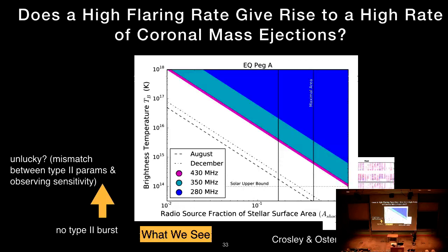This is a plot that shows the size of the CME on the x-axis and its brightness temperature on the y-axis. And the region of parameter space that we're sensitive to as a function of frequency is shown in the shaded triangle, and it's different for each frequency. So we're sort of marching from the top left to the top right to the lower left. The dotted line here is the maximum brightness temperature that we've seen in solar type 2 bursts. Now, when we've seen stellar radio bursts before, we've actually gone all the way up to this upper bar. So this is not necessarily a limiting factor.